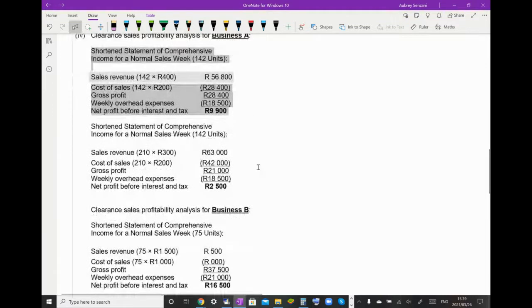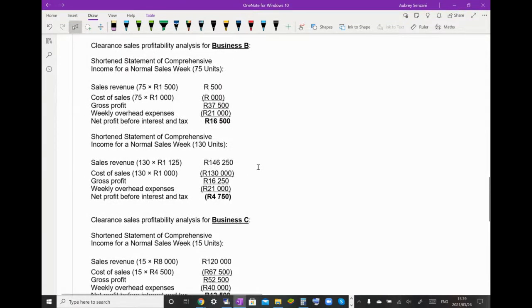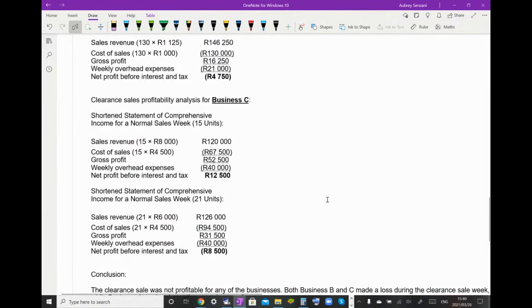Right, let's check out the other businesses. For business A, it didn't really make good financial sense. For business B, it looks like it was even worse. Once again, we sold more units, but at the end of the day, we actually made a net loss. So once again, not the brightest of ideas. Then for business C, what do we see? Similar trend, the profit was less.